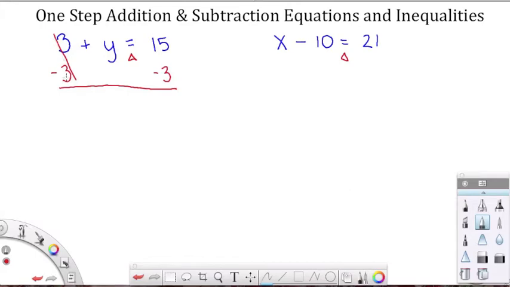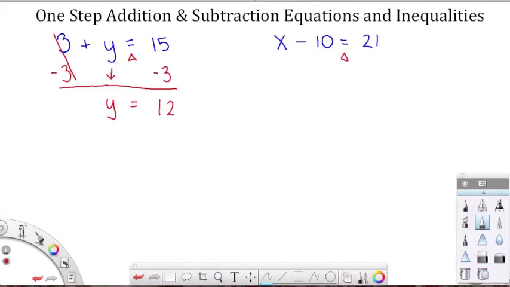So the 3's are gone over here, and then we need to bring down the y. I also need to bring down my equal sign, and now I need to figure out this. Well, 15 minus 3. 5 minus 3 is 2. Then I bring the 1 down as 12. So this says y is equal to 12.